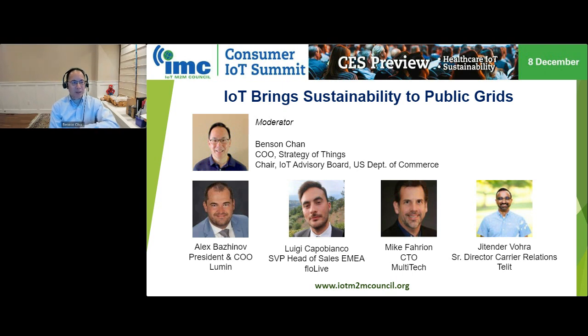Today, our topic is IoT brings sustainability to public grids, and I'll just read the abstract. Innovative IoT technology is enabling businesses and communities to execute on a variety of sustainability initiatives. For example, integrating IoT into the home and community solar energy systems helps those systems manage more effectively and stabilize the local grid. IoT sensors can help conserve water use, for example in irrigation systems or in farming systems, and manage sewer and waste systems more efficiently.